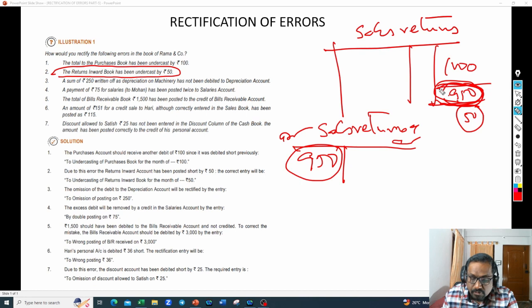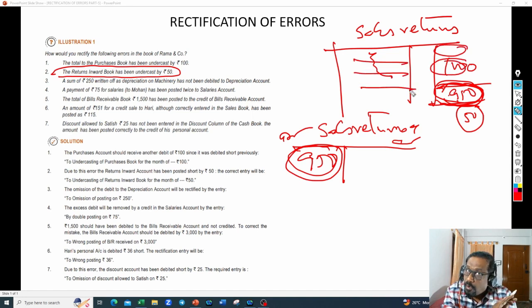The sales returns book total is 950, so 950 got posted. What about customer accounts here? They will get posted as per the amounts posted against each customer. So there is no problem in customer accounts. The problem is lying only in the total, because the total was undercasted. Since the total was undercasted, it will have impact only on sales returns account. It will not have impact on customer accounts. You have to be very, very clear about this point.